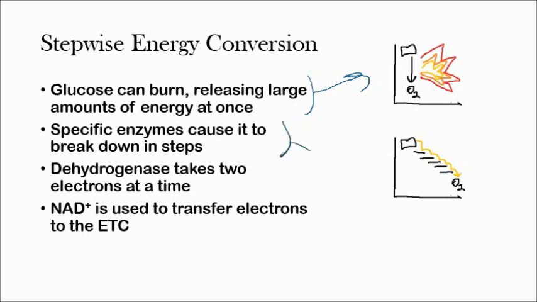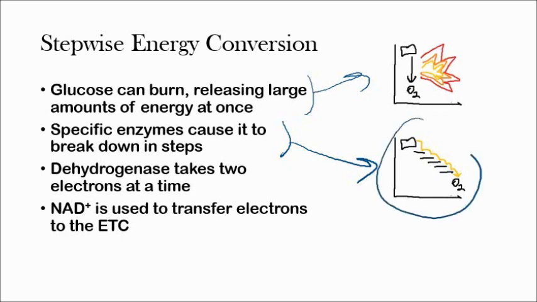Or you can do it in steps, and as it goes through each step, a small amount of energy is given off, but that energy can be more readily accumulated. It can be transferred and stored in different ways. And so as it gradually gets to lower and lower potential energy, eventually reaching oxygen, that energy is released in small enough pieces that it can be used in a better way than to just burn glucose.